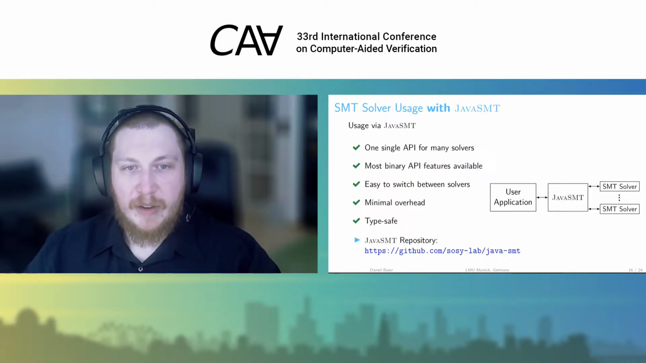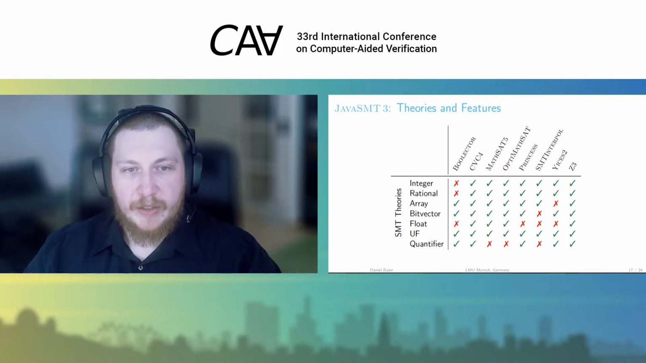JavaSMT simplifies the usage of SMT solvers by offering a single API for all of them. Additionally, our open source project provides most features usable via binary API and has been designed in such a way that one can seamlessly switch between back-end SMT solvers. JavaSMT is type-safe for the theories used and produces only minimal overhead. To illustrate the versatility of JavaSMT, let's take a look at the available theories per solver.